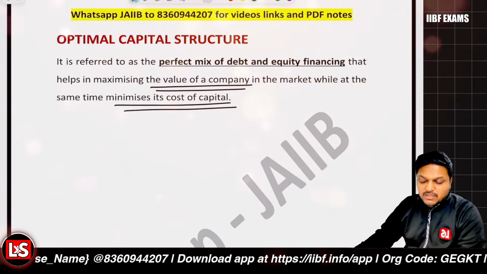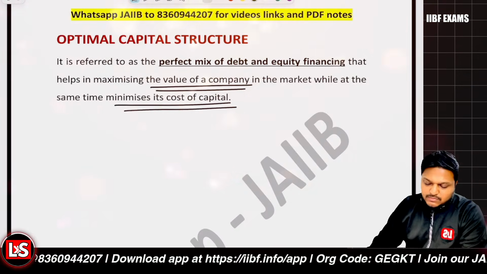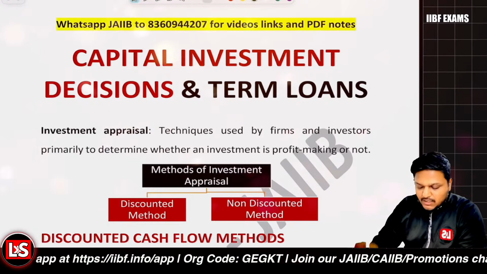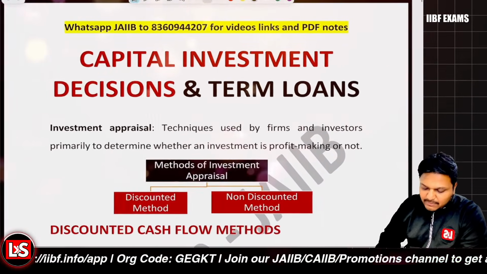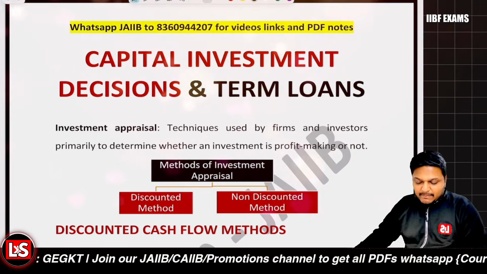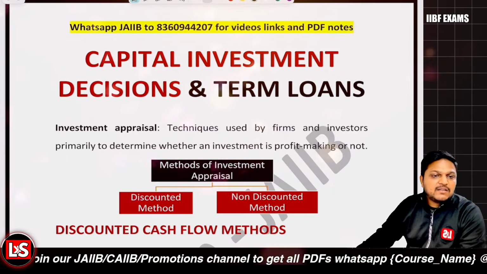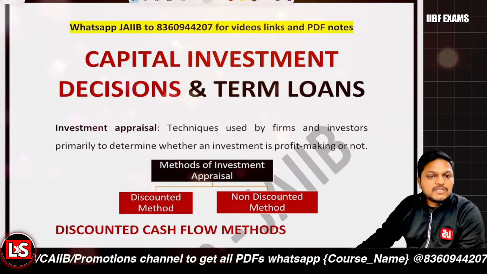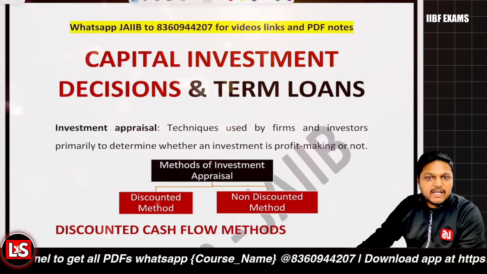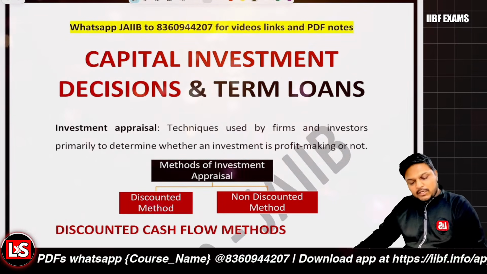So that's about chapter number 24. I hope that you must have understood the complete part related to it. The next chapter that we are going to cover is about capital investment decisions and the term loan: what particular project is to be taken and what project is not to be taken, how it is to be selected, what rules should be there, everything about it.